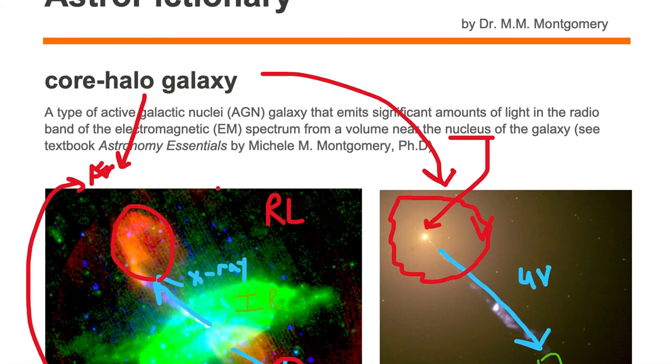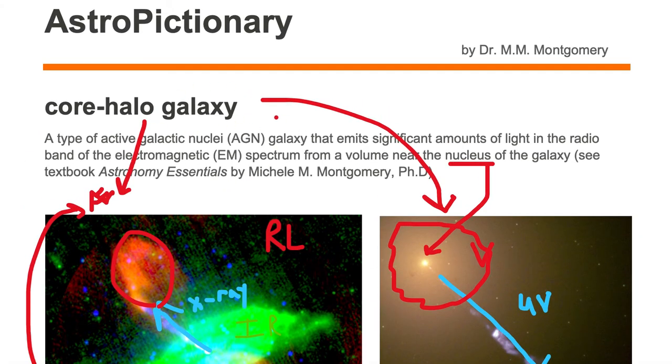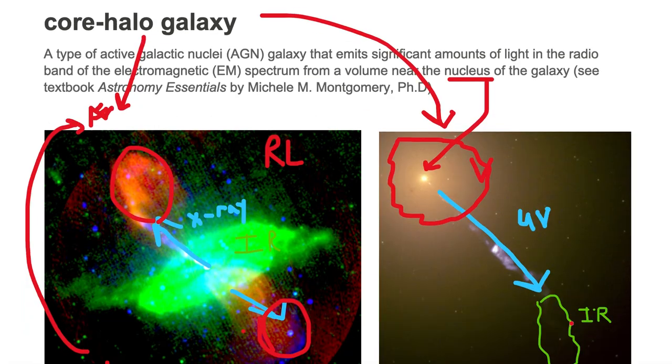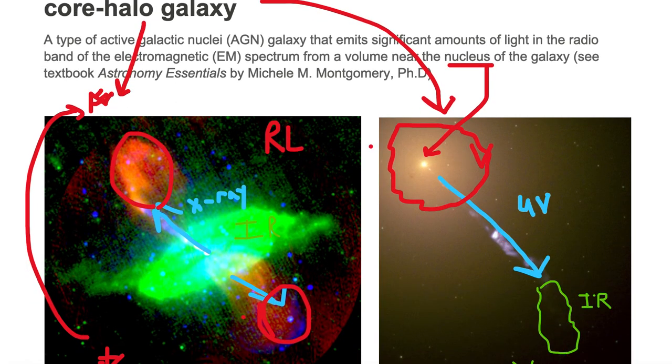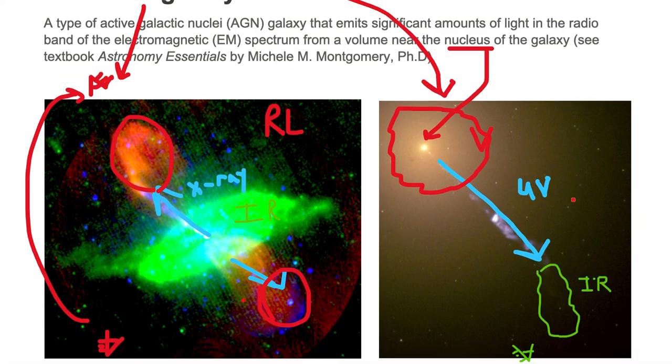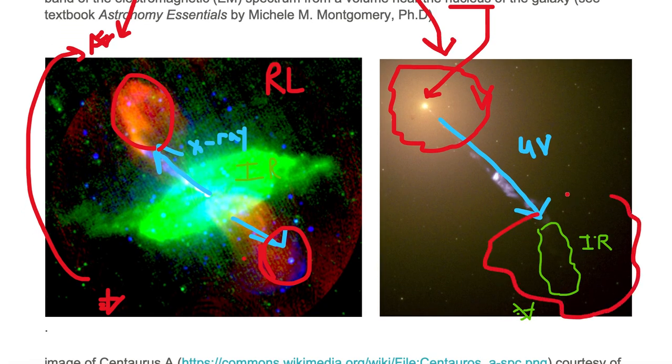Both are radio sources and radio loud, but the orientation of the galaxy may be different, hence we call it a different name. If we're calling it a core halo, we are looking almost down the jet, down to the nucleus where we have a very large region of radio. But it may be that the radio is further out and we just don't see it because of the orientation of us looking at it.